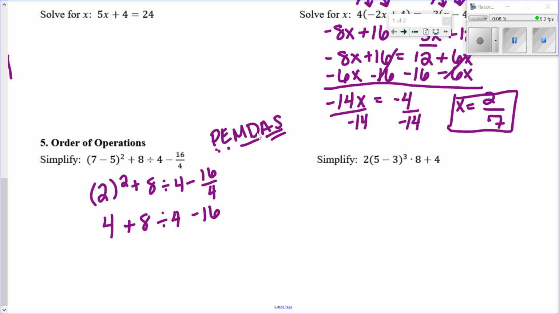Now I do multiplication and division. It says 4 plus, so I can't touch that. I have 8 divided by 4, which gives me 2. I dropped the 4 here too. And then I have minus, can't do anything with that. I can do 16 over 4, which is the same thing as saying 16 divided by 4, which gives me 4. Okay, now we have adding and subtracting. Adding comes first, so 4 plus 2 gives you 6, minus 4 gives you 2. Okay, so that's what we did here. This one I had you guys try as a class, so we're going to skip it.